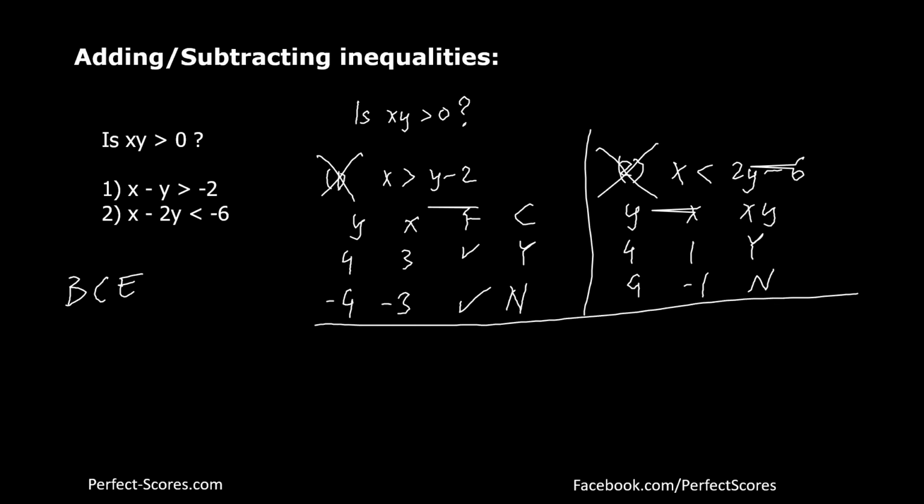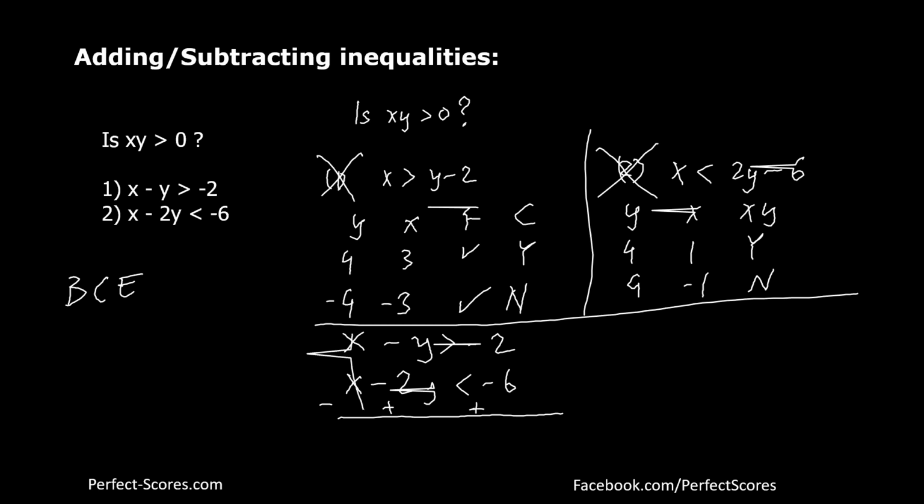Now, when you combine both the statements, you tend to use more algebra because you have more information about x and y. So you have x minus y greater than negative 2, and you have x minus 2y less than negative 6. When that is the case, you can subtract both the inequalities when the signs are opposite. So this is negative, this is positive, and this is positive. X gets cancelled out. Then you have 2y minus y, which is y. And then you keep the sign of the top one, is greater than 2. Y is greater than 2.